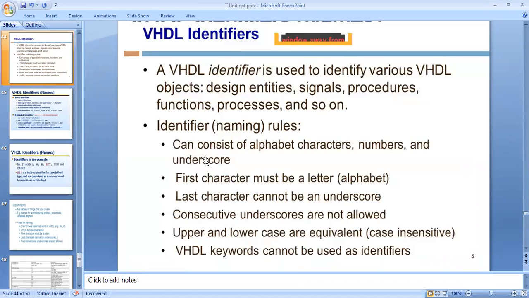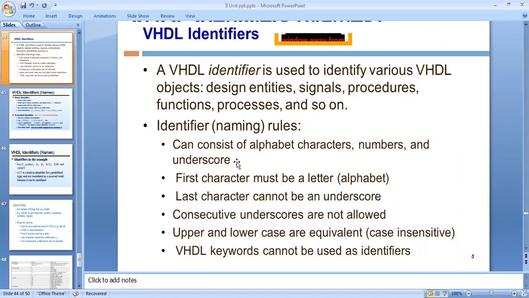See these rules. It can consist of alphabet characters, numbers, and underscore. It consists of alphabet characters, numbers, and underscore. You must form the identifier using alphabet characters, numbers, or underscore. Already you see, to write half adder, you separate the two words with an underscore: half underscore adder.